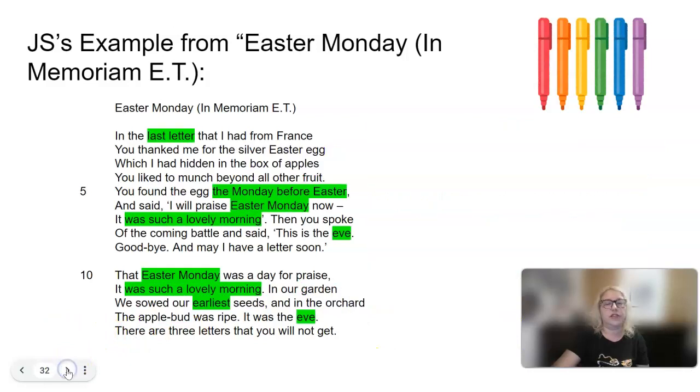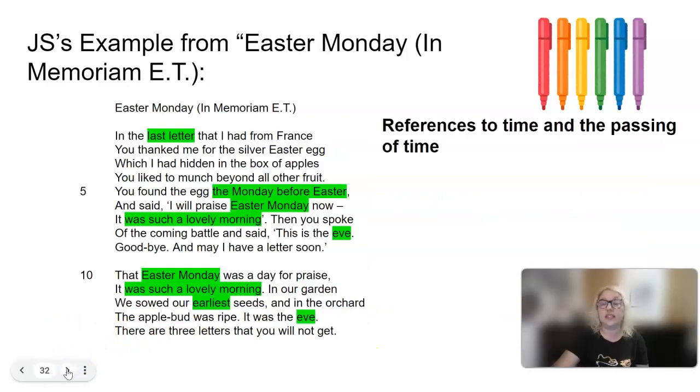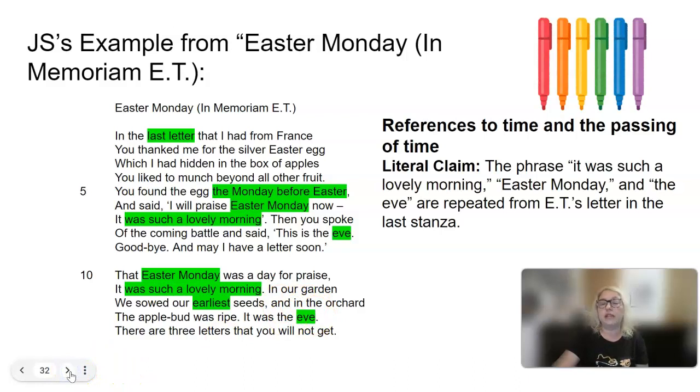All right, one last one here for you. References to time and the passing of time. We've got last letter, the Monday before Easter, Easter Monday, such a lovely morning, Eve, earliest Eve. Here's what they came up with. Literal claim: the phrase, it was such a lovely morning, Easter Monday, and the Eve are repeated from E.T.'s letter in the last stanza. So these things are from his letter. These things are the poet taking them and repeating them, but in a different context.